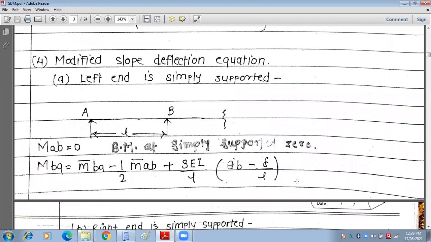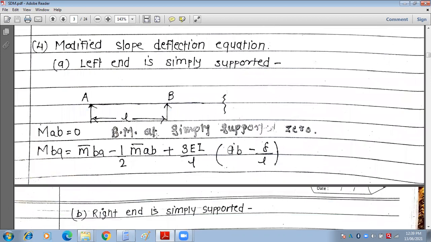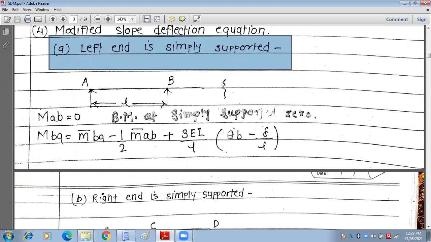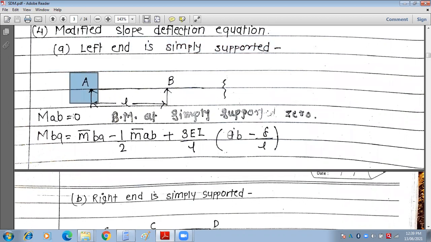Now some modifications for the slope deflection equation. There are various conditions. Let us consider the first condition. The left end is simply supported, meaning support A is simply supported. For this case, moment AB is 0. For BA, the modified formula is fixed end moment BA minus 1 half fixed end moment of AB plus thrice EI upon L into bracket. Here also this term is modified. Theta A is not considered; we only have to consider theta B minus delta upon L.